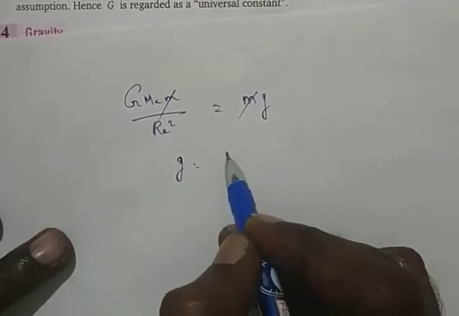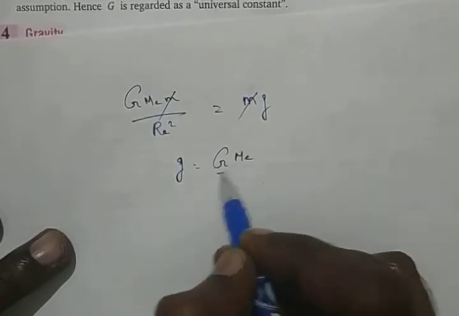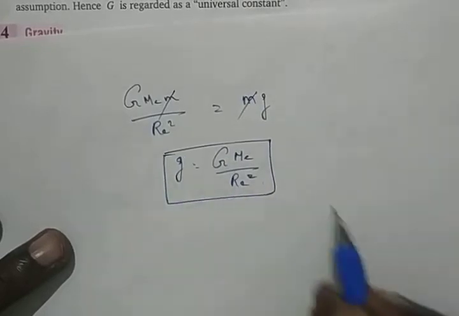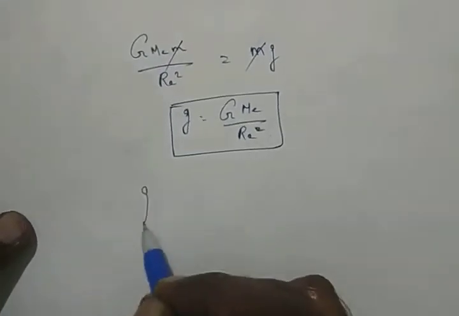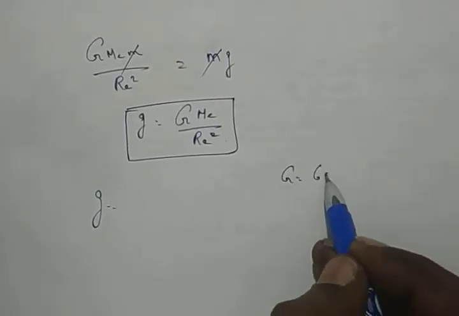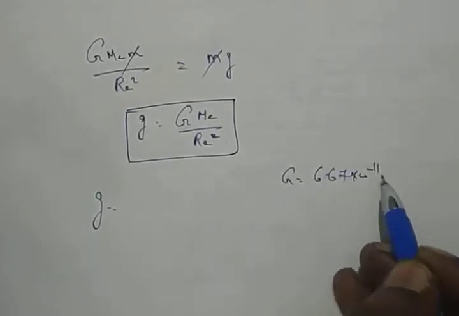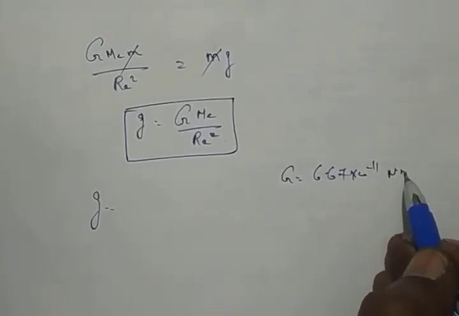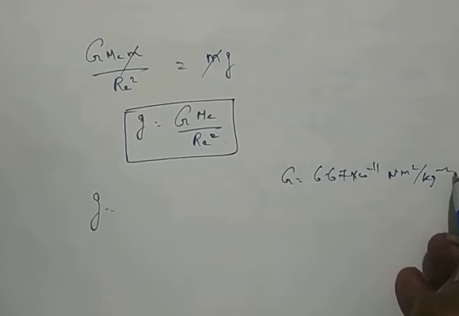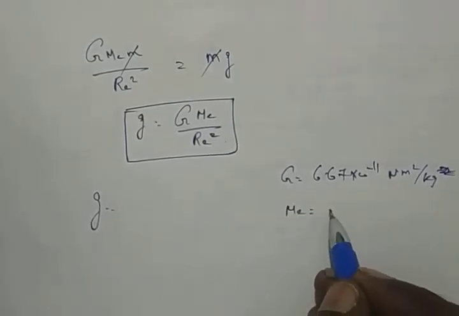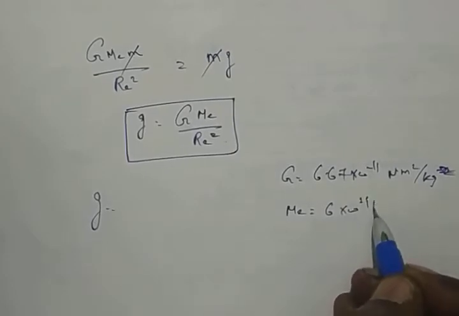So mass gets cancelled. g is going to be equal to G M e upon R e square. This is the expression. So g is going to be equal to, when we put the values here, 6.67 into 10 to the power of minus 11, in Newton meter square per kg square, and mass of Earth is 6 into 10 to the power of 24 kilograms.